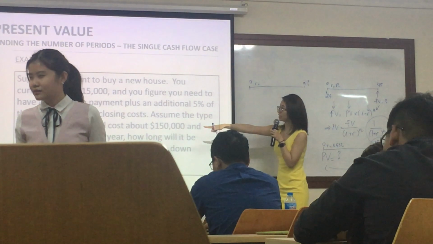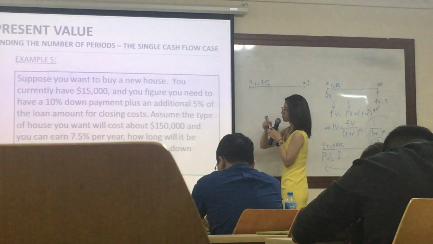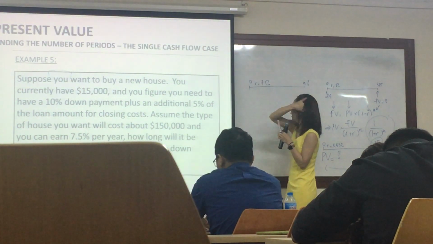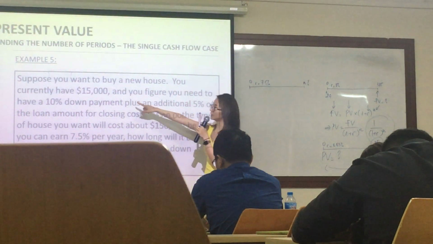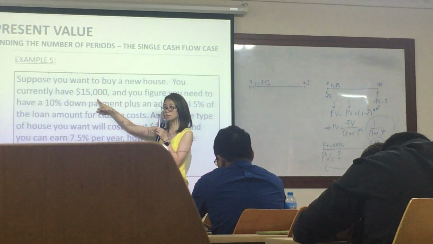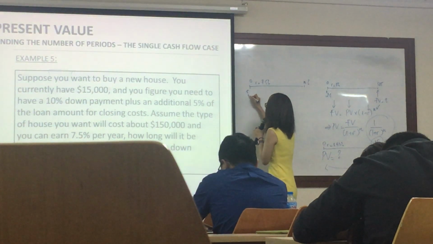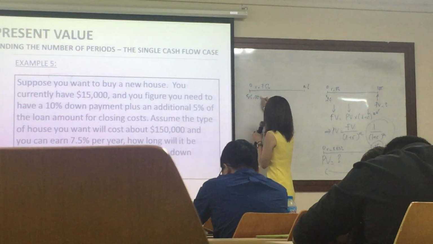So how about the interest rate? You can earn 7.5%. So how much do you have today? You just have 15,000 US dollars. So this is what you have today. So this is the present value, right? So you have 15,000 US dollars.